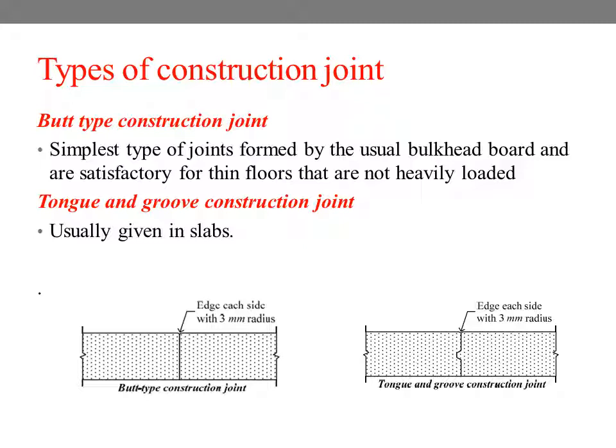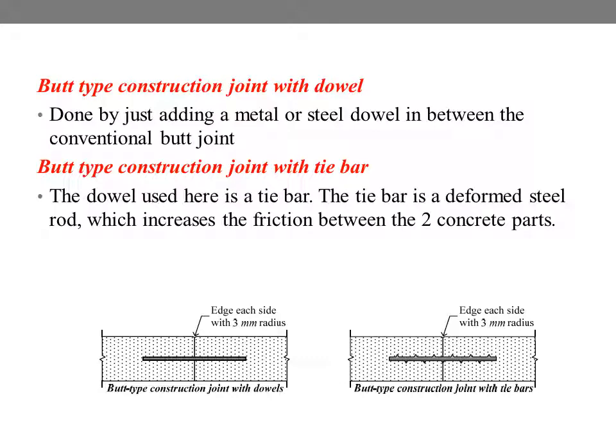The keyway may be formed by fastening metal, wood or pre-molded key material to the wood bulkhead, and the second placing of concrete later enters the groove to form the tongue and thus allow for the shear stress to be transmitted through the joint. Next is butt type construction joint with dowel. This type of joint is done by just adding a metal or steel dowel in between the conventional butt joint. See, this is a figure of a butt type construction joint and you could see the dowels placed.